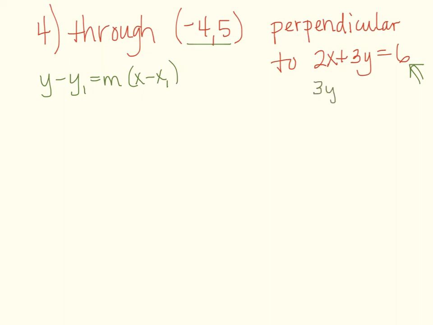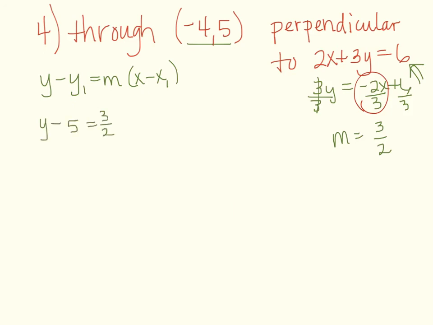So remember, to find the slope of the line, you manipulate it and get that y by itself. So the first thing I'm going to do is subtract my 2x over, and then I'm going to divide by 3. The slope of this current line is negative 2/3. The opposite reciprocal of negative 2/3 is positive 3/2. So if I want to use the perpendicular slope, I'm going to use the positive 3/2. Now let's come over here to our equation. Instead of y minus y1, it's y minus 5. Instead of m, it's 3/2. Instead of x, it's x minus a negative 4, and minus a negative becomes a plus 4.